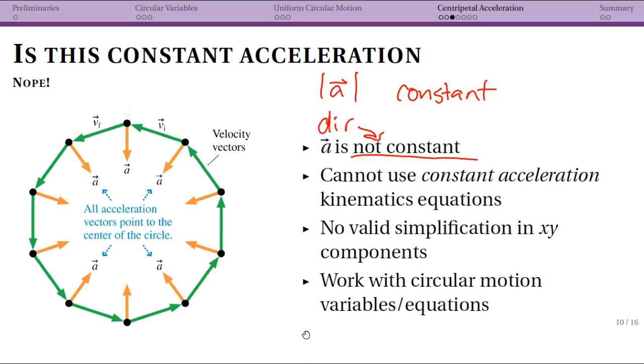So the second thing is that because we can't really use xy components, we want to be working with these circular motion variables and equations, some of which I've already shown you and some of which will be developed in future videos. So this is why we need to think about angular position and angular speed and angular acceleration, because if you try to talk about x and y acceleration, it's going to look really, really ugly, since those will depend on time. So please be careful about this and don't oversimplify by trying to use x and y.